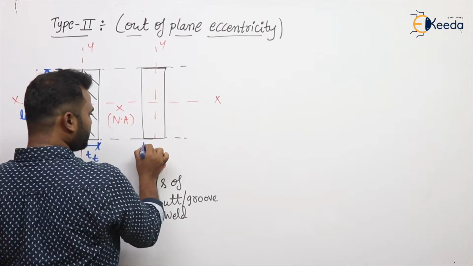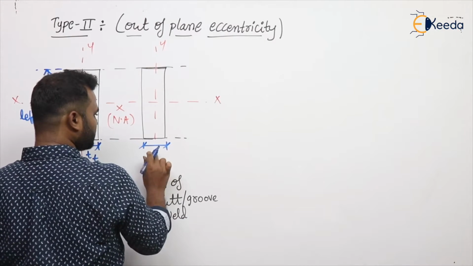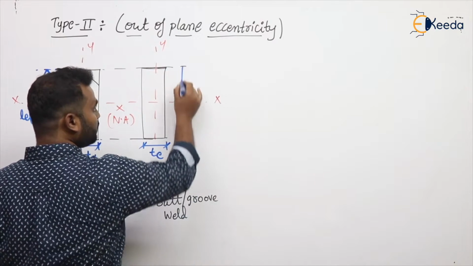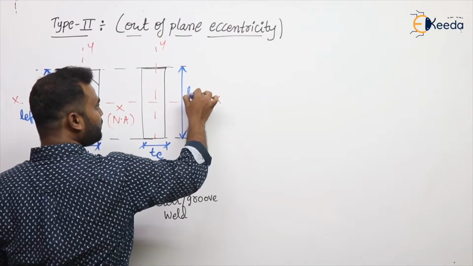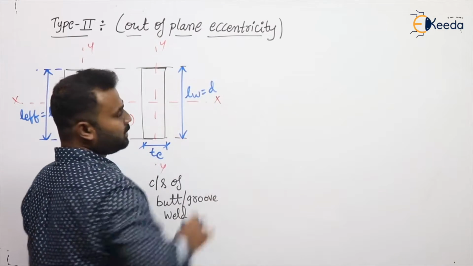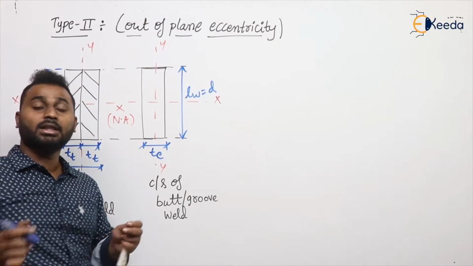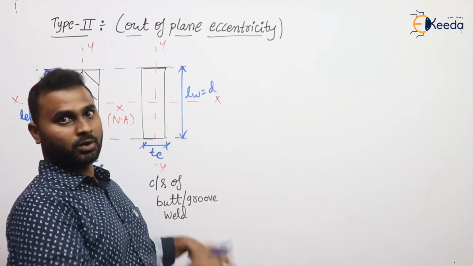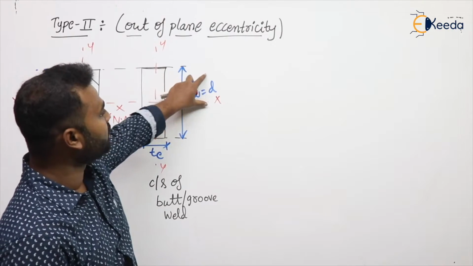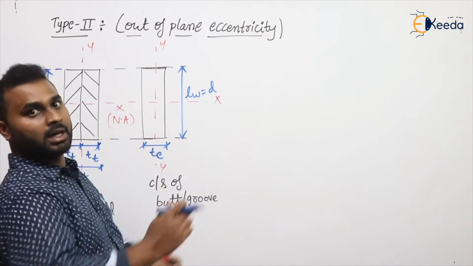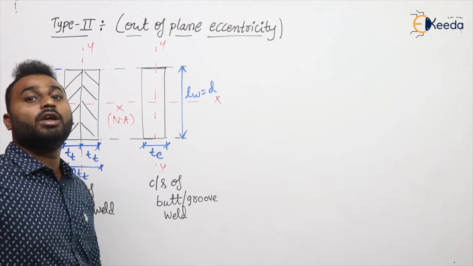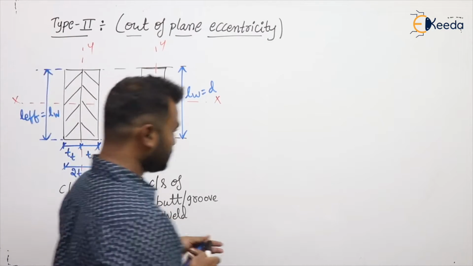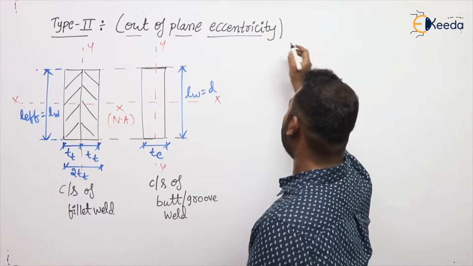Now coming to the butt weld, this is the thickness, which we represent with TE, throat thickness TE, and this is the length LW, which is equal to the depth of the bracket. If the butt weld is axially loaded, then the length of the butt weld is equal to the width of the connecting member. If it is eccentrically loaded, then the length of the butt weld is equal to the depth of that bracket or connecting member to the flange of a column. Is it clear? These are the cross-sectional dimensions.